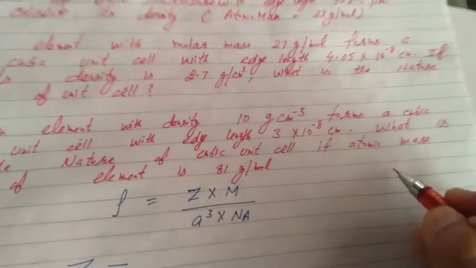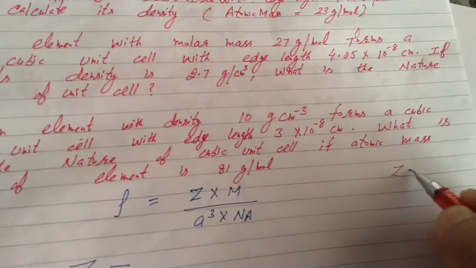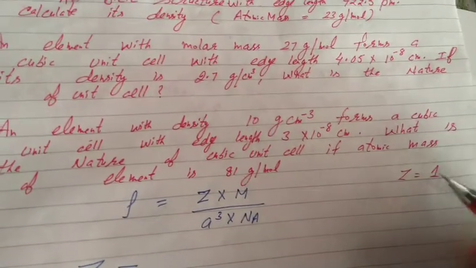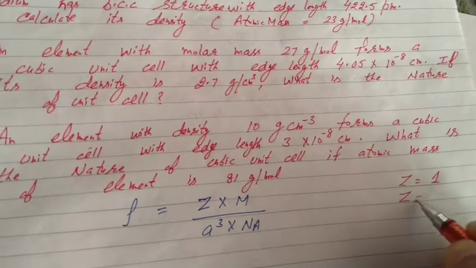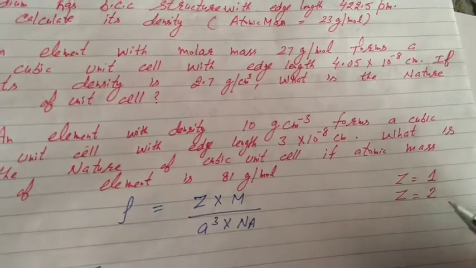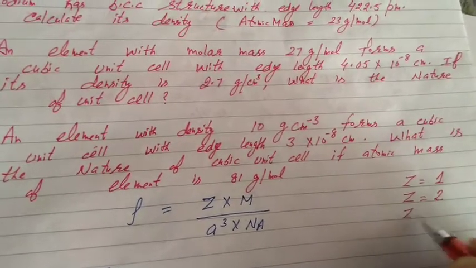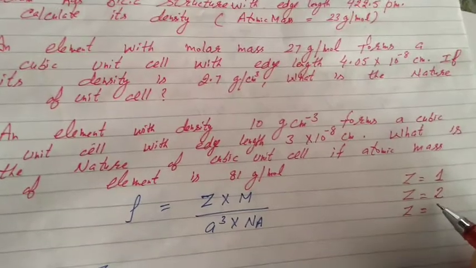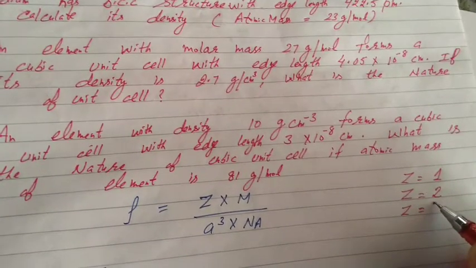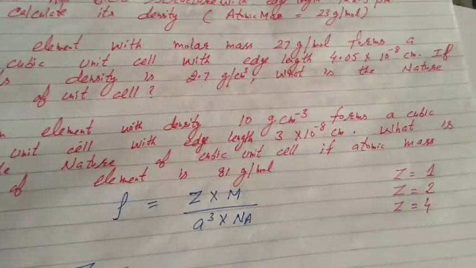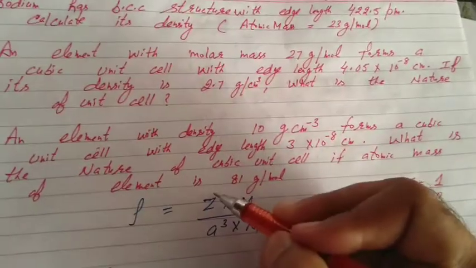Students, we know the nature of the unit cell may be simple cubic. For simple cubic system, you know Z is 1. The nature of the unit cell may be body centered cubic. For body centered cubic, Z is 2. Or the nature of the unit cell may be face centered cubic or CCP. For CCP or FCC, Z is equal to 4. We have to find the nature of the unit cell. Students, we have to find the value of Z.